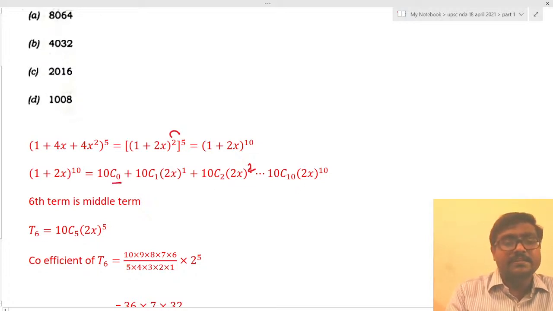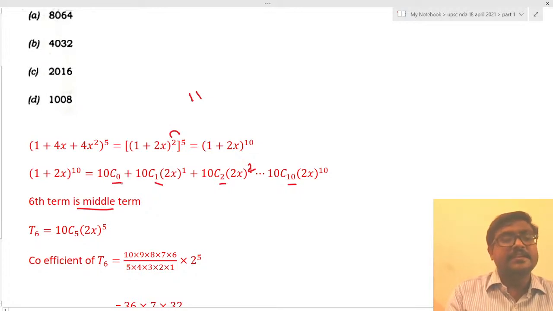Why? You look at the 0, 1, 2. So when you write 0 to 10, there will be 11 elements. So if there are 11 elements, the middle value will definitely be the 6th term. So the 6th term is the middle term in the 11 terms. So general T6, we look at this.